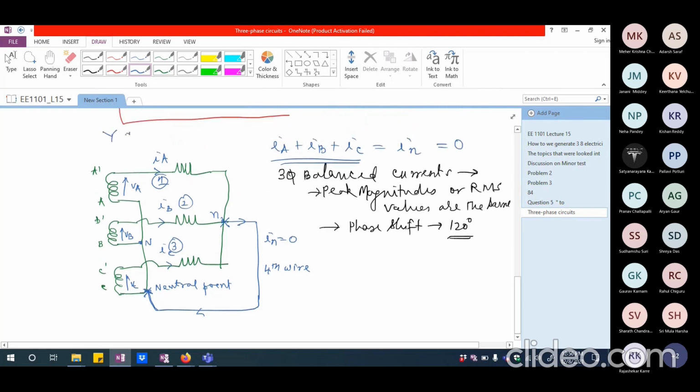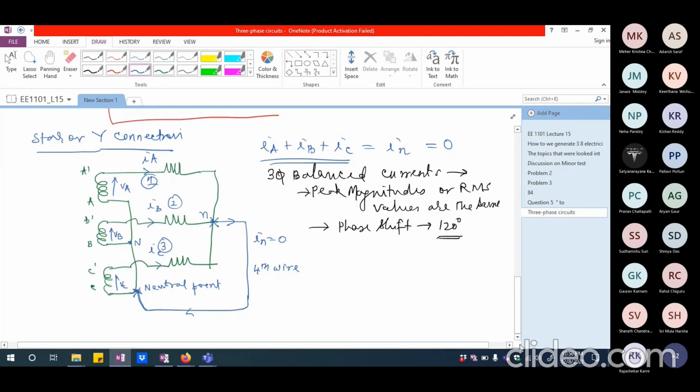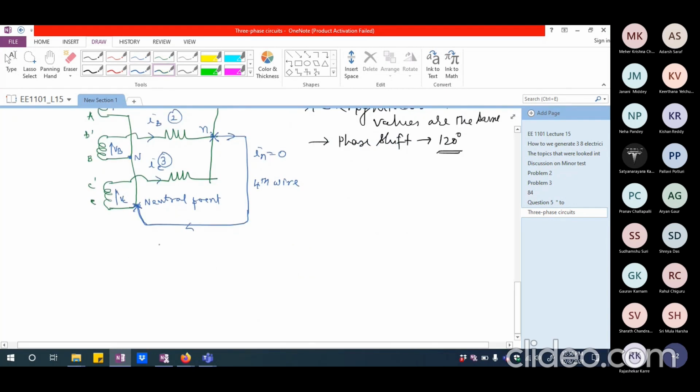So this is essentially Y or star connection. Okay, star or Y connection. In star or Y connection, you are going to have basically the junction point of all the three phases. I can indicate like this. This is one, this is the second, and this is the third. I can say this is A dash, this is B dash, and this is C dash. And this point in the middle, I can call capital N, which is the neutral point.